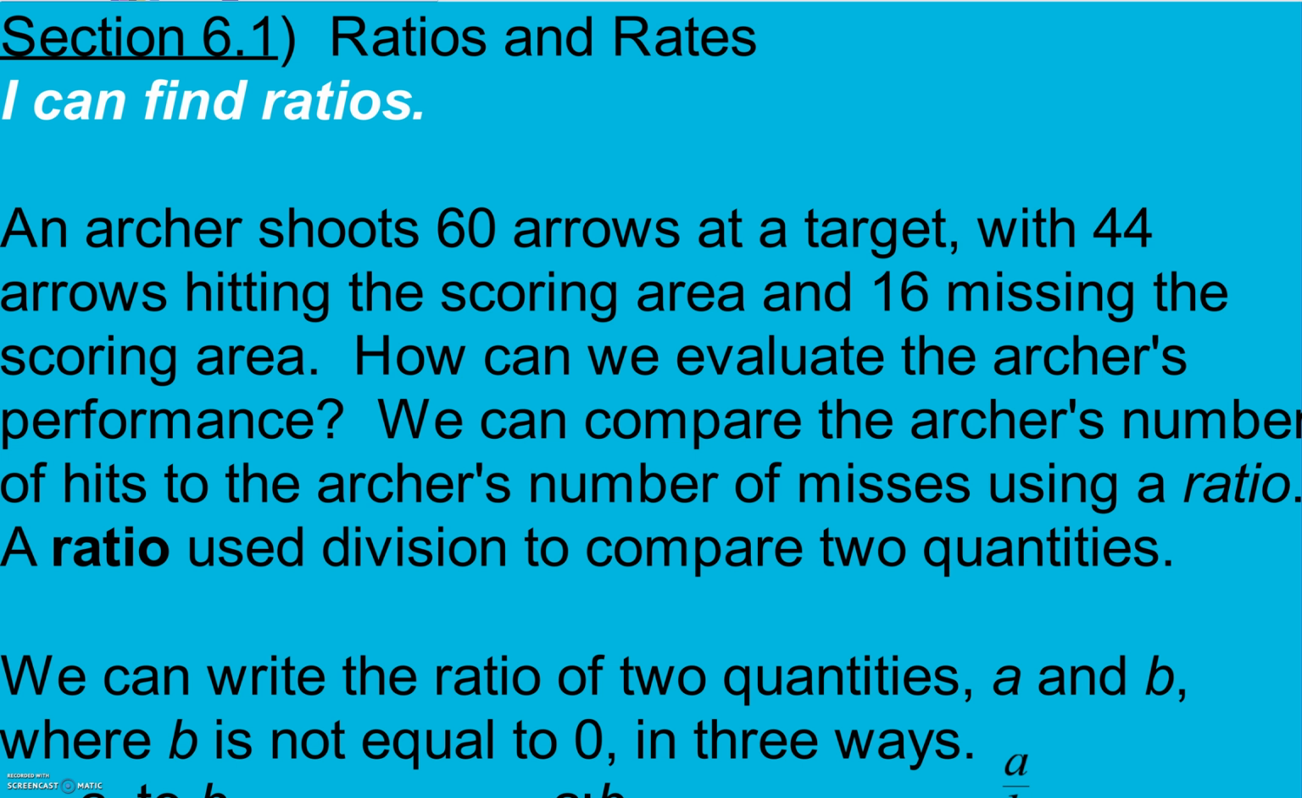How can we evaluate the archer's performance? We can compare the archer's number of hits to the archer's number of misses using a ratio. A ratio uses division to compare two quantities.